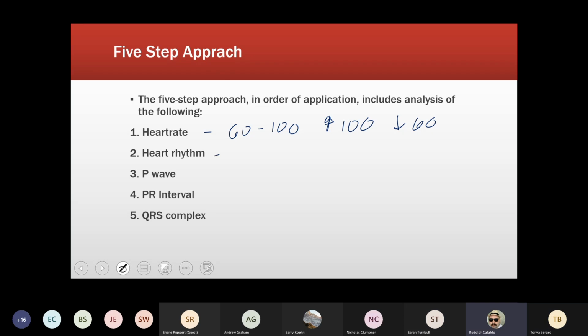We need to know the rhythm. And what I mean by rhythm is there's only two things I want you to look at. Is it regular or is it irregular? That is it. I don't want you looking any further into it than that. Do I have complexes that are equal distance from each other, or are they irregular in distance and time?